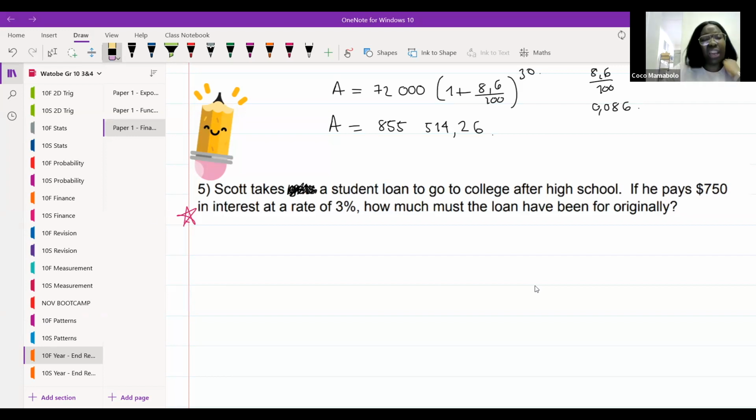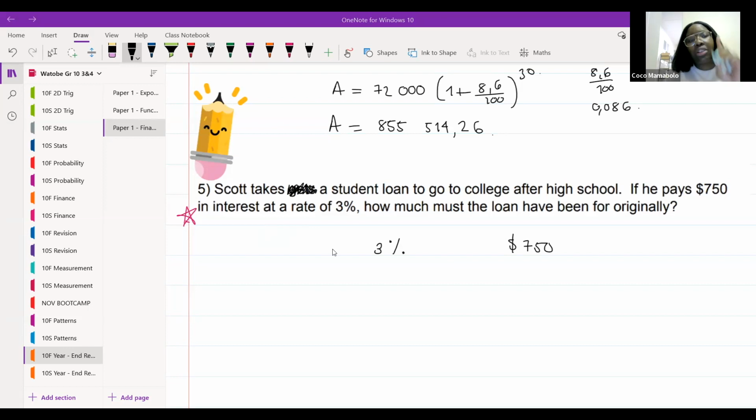Okay, for the sake of time, because we are going to run out of time, let's do this. We're going to say, if 3% is $750, what can we first find before we figure out how much his loan was completely? If 3% is 750, what should we look for? Think of the question we just did before.